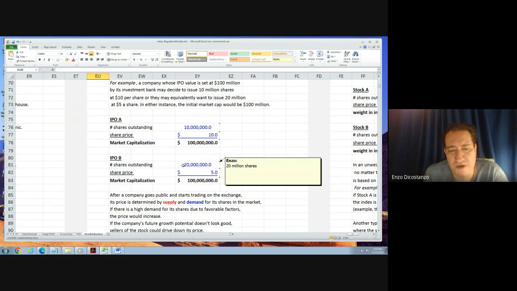This one has twice the shares, but half the share price, but the capitalizations are the same numbers. So the moral to the story is that you have the same market capitalization, but you have different components that sort of got you there. And then it says it here.